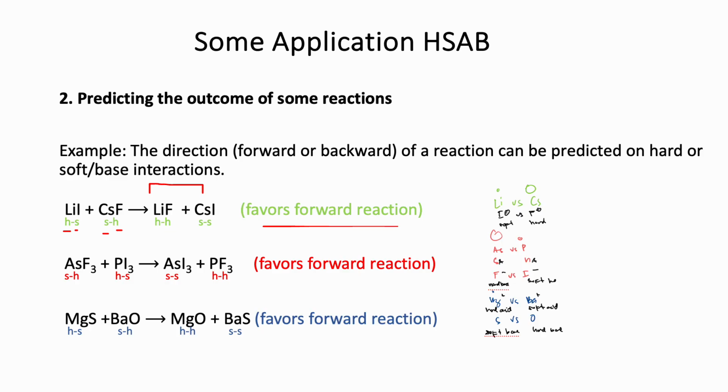Okay, comparing naman dito, the astatine and phosphorus, you should know that astatine is a soft acid and phosphorus is a hard acid. Okay, and fluorine naman is a hard base and iodine is a soft base. Comparing these two, you should know that they would form a soft and hard interaction, favoring the forward reaction, similar to your magnesium oxide and barium sulfide, no? Because magnesium and oxide are hard acid and base. Remember that alkaline metals are hard acids. Okay, oxygen is hard because it is small and has a high charge of 2 minus. Okay, so that is how you use your HSAB for applications.